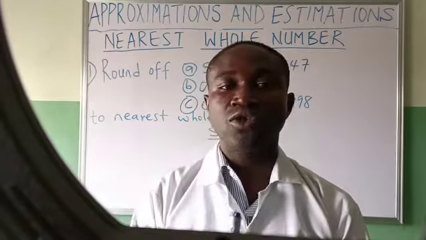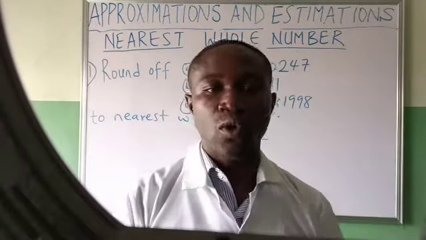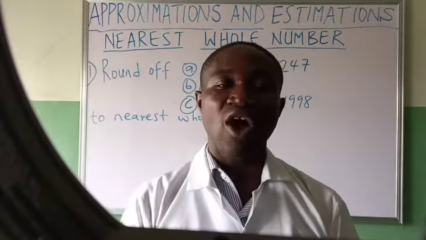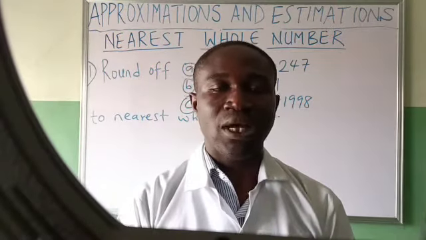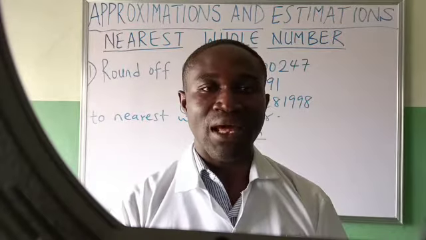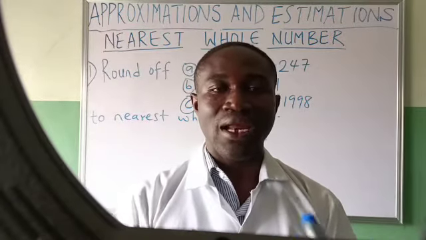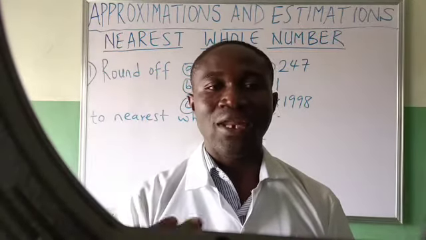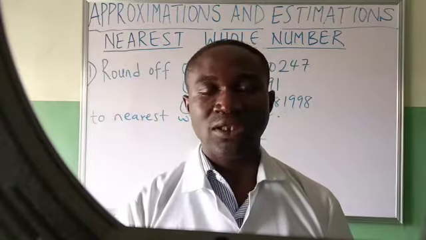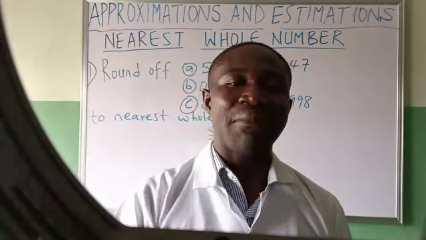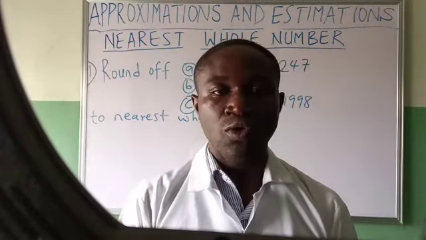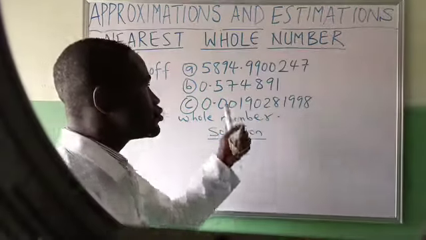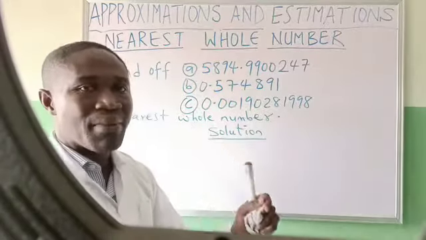Today we want to look into approximation to the nearest whole number. It is important to know that this approximation can come in the following ways: approximate to the nearest meter, to the nearest kilogram, to the nearest gram, and so on. When you see such a statement, to the nearest height, to the nearest weight, it simply means they are talking about approximation to the nearest whole number.